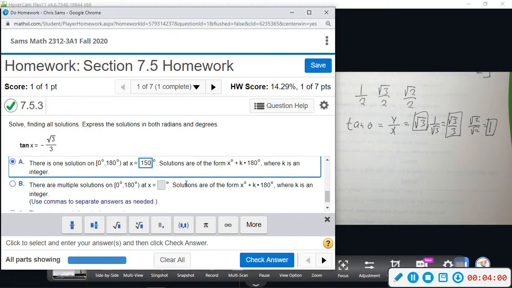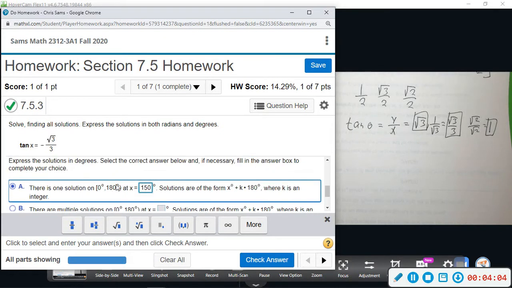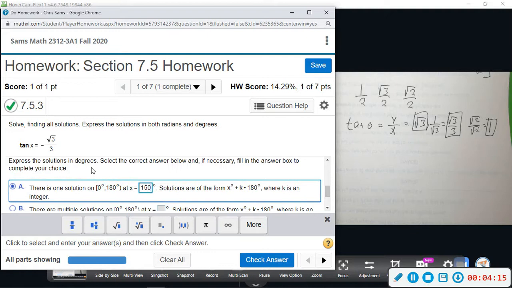And you do need to kind of read these. There's A, B, and C choices. A just says there's one solution in that interval. Sometimes there may be 2. So this one says there's multiple, and then C is there's no solution. So there was 1 for each of those.